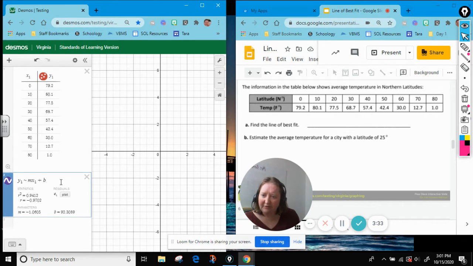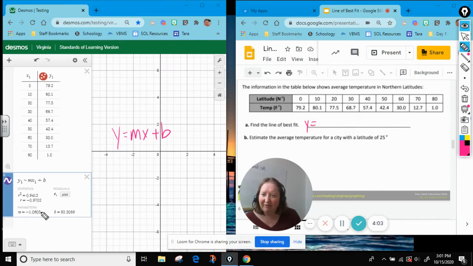Okay, and then it gives you some information, and this is what you're looking for. See, M, what's that stand for? Slope, of course. What's the B stand for? That stands for y-intercept. So that's how you find the line of best fit. Now here's how I would write my answer. Because remember, we're talking about y is equal to mx plus b, right? That's how you write the equation of a line. So I'm going to write y is equal to.